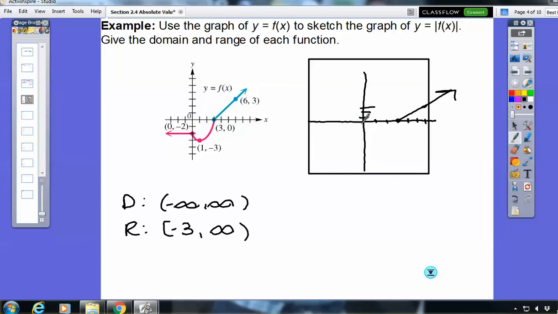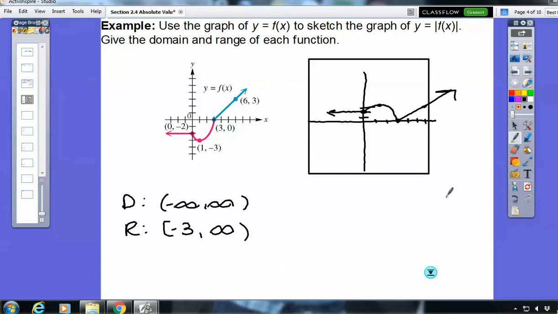0, negative 2 is going to go to 0, positive 2. So you'll have a horizontal line going this way. We have the point 1, negative 3, so it's going to go to 1, positive 3. So it just takes this pink portion of the graph here, and when I say the absolute value of it, it can't be negative, so you have to move that part above the x-axis. It's like making the y values positive on that part of the graph.